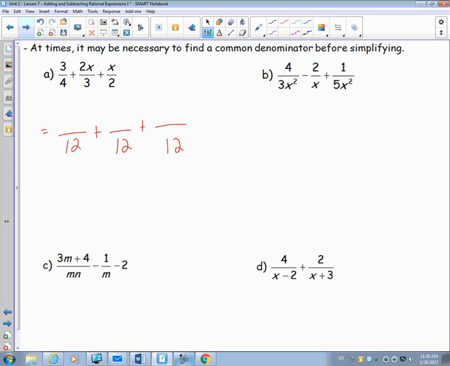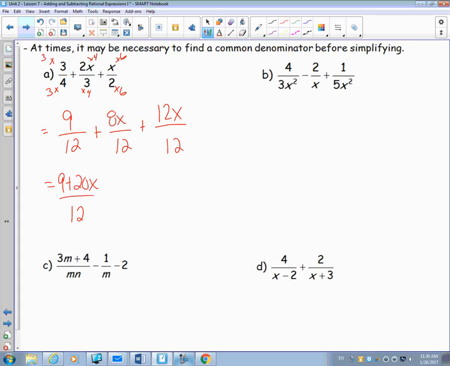And whatever I do to the bottom, I got to do to the top. And 4 times 2x makes 8x. And do to the bottom, do to the top. I get 12x. And I can collect my like terms on top. The bottom doesn't change. So this time I'm going to end up with 90 plus 20x on top.